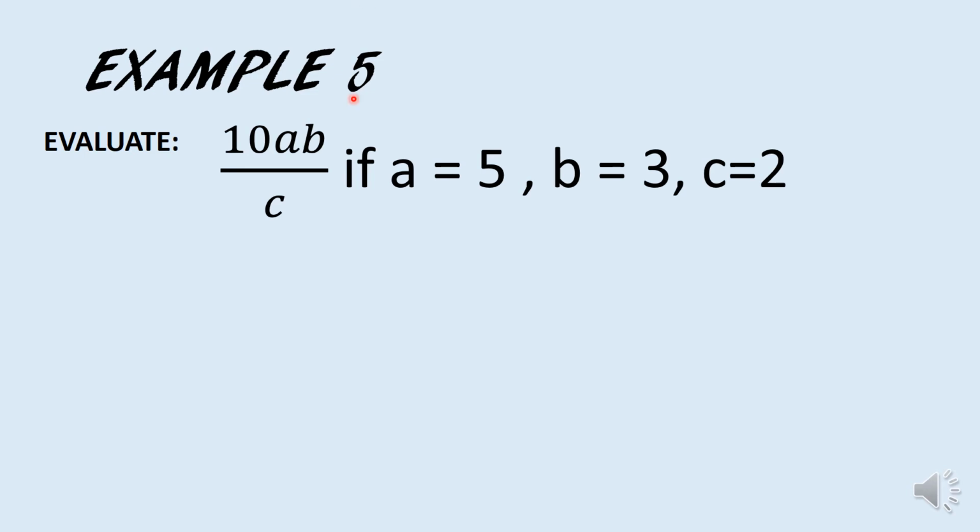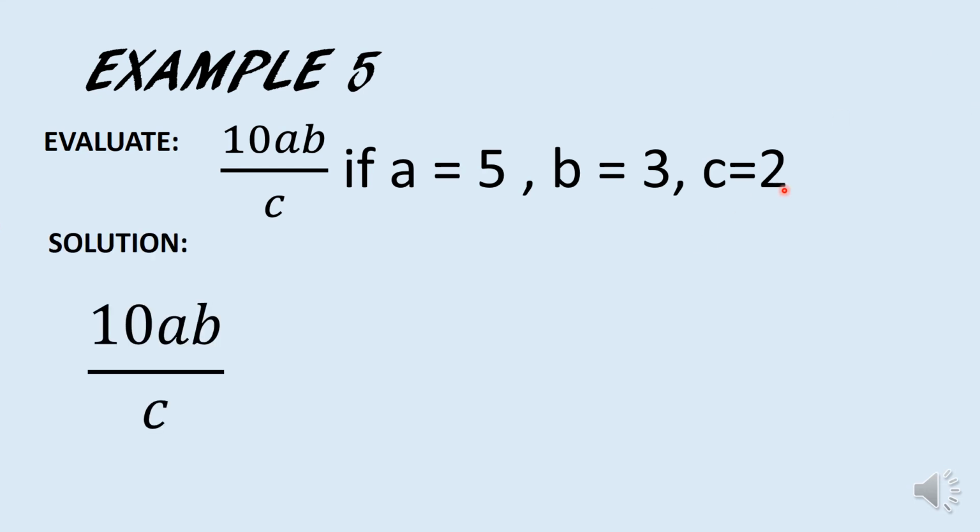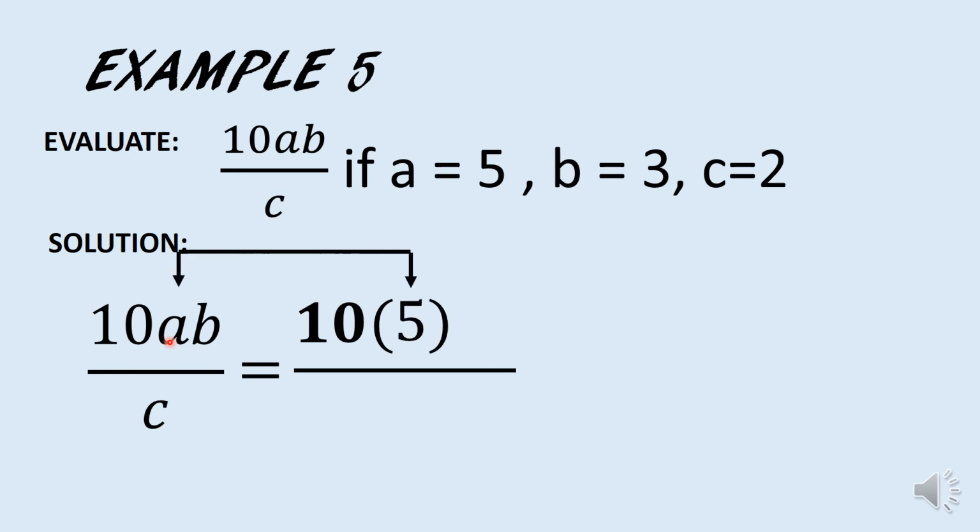Okay, so example number 5, we have to evaluate 10AB over C, if A is equal to 5, B is equal to 3, and C is equal to 2. So here is our solution. So you have 10AB over C. So ito lang yung kokopyahin natin. Then the rest, kailangan palitan natin from the given values. So you have now 10. So change natin yung A dito ng 5.